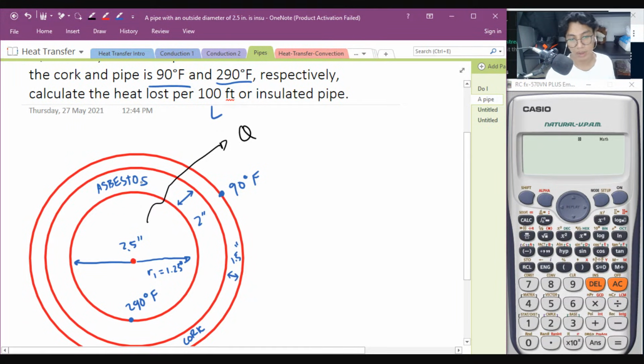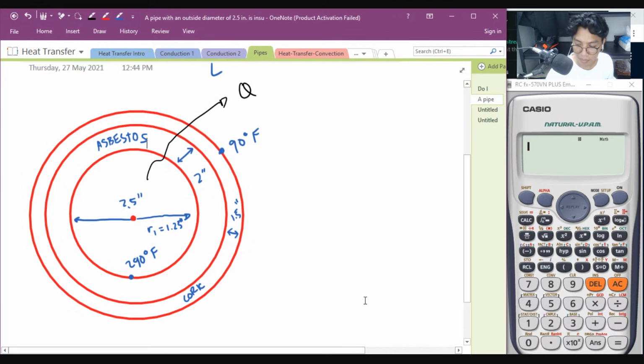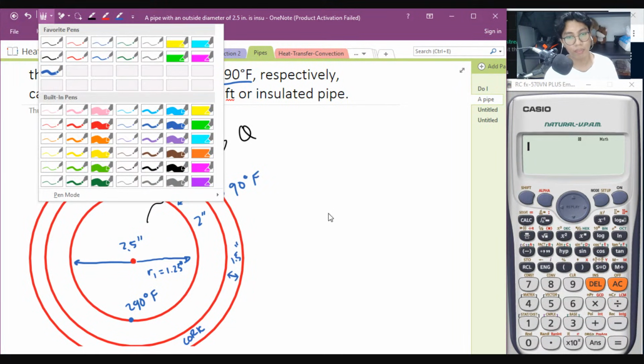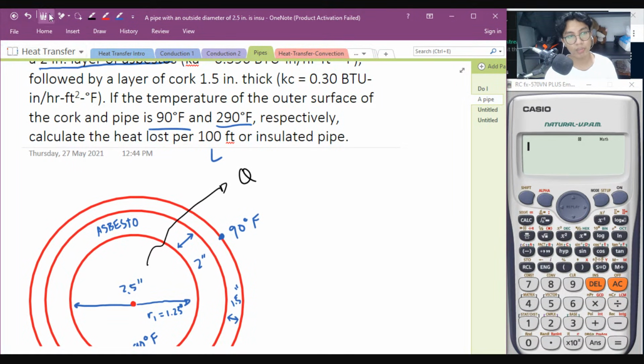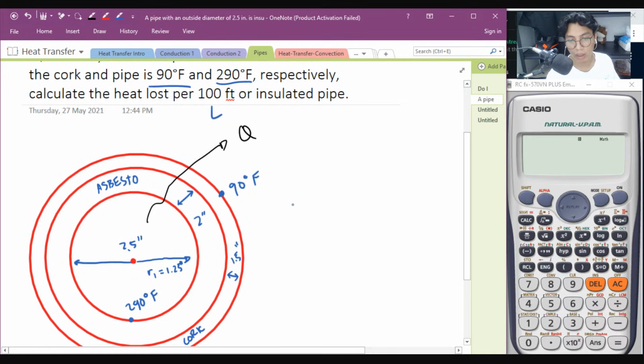Ayan, asbestos. Now, let us elaborate. Paano natin i-measure yan? Okay. Ako, ang pinakagusto kong ginagawa dito pag nagsosolve, hinihimay-himay ko. Okay. Saan ko kukunin yung R1? Siyempre, nasa loob.